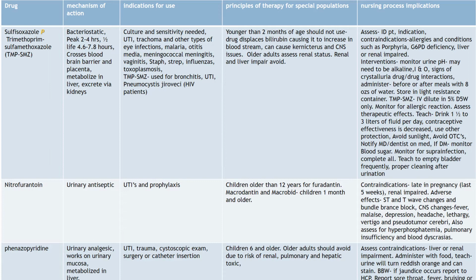This is a widely used drug, and that's another reason why we need to know it. The principles of therapy for special populations: it should not be used with children younger than 2 months of age because it displaces the bilirubin into the bloodstream, and it can cause kernicterus. Kernicterus is a bilirubin-induced brain dysfunction.